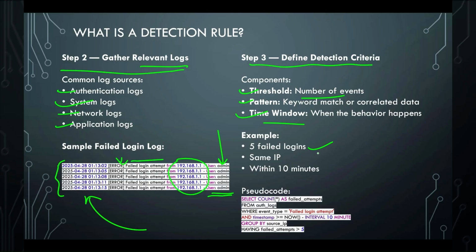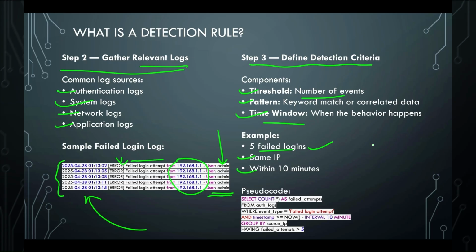So for example, we will create a rule for failed login attempts. The objective will be to detect when there are more than 5 failed login attempts from the same IP address within a 10-minute window. This could indicate a brute force attack, right?